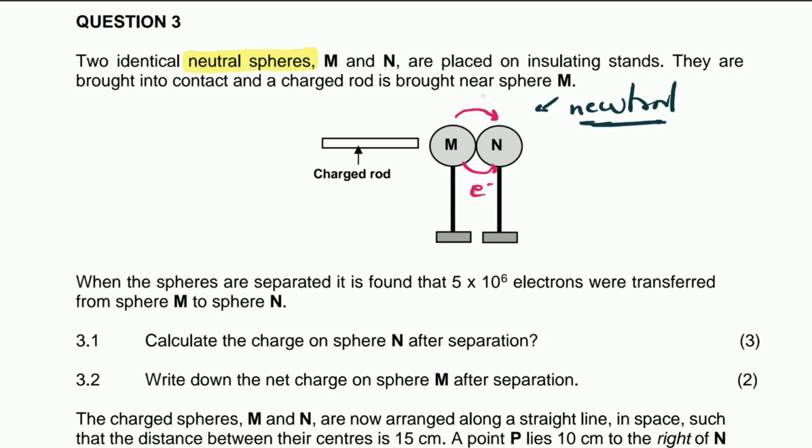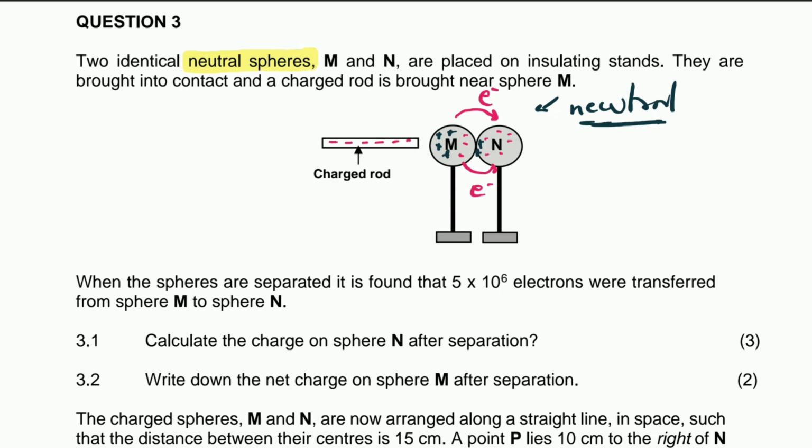Now why is this one like that? Because this charged rod was negatively charged, and when you approach the rod to the spheres which were neutral, the electrons were moving. Most of the electrons moved to this side here, and most of the protons or positive charge moved to this side here. So that is why some electrons were transferred from M to N. I hope you understand this one. It's quite tricky. It's not just like that. So that is the main thing here.